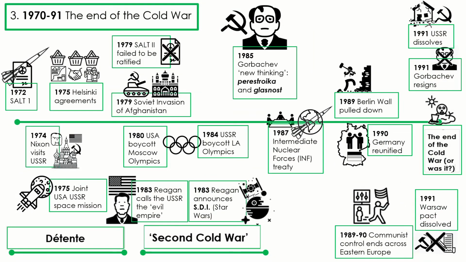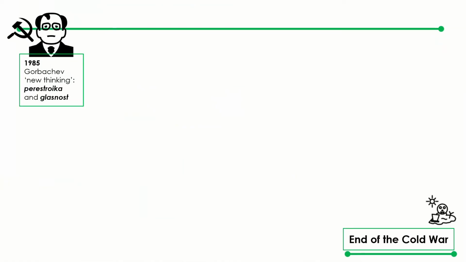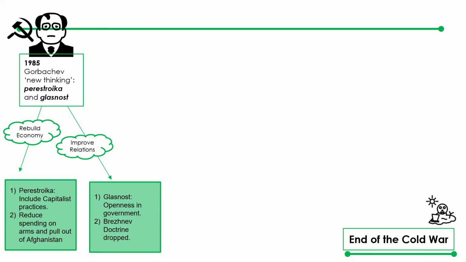In this final section of the timeline, the burgeoning pressure on the Soviet economy precipitated the events that led to the end of the Cold War. To deal with this economic crisis, the Soviet Union appointed Gorbachev in 1985. He essentially brought in four main changes that you need to learn. The first two focused on rebuilding the economy. He did this through perestroika, which meant rebuilding the economy with capitalist practices and by withdrawing troops from the costly war in Afghanistan. The second two changes attempted to improve relations.